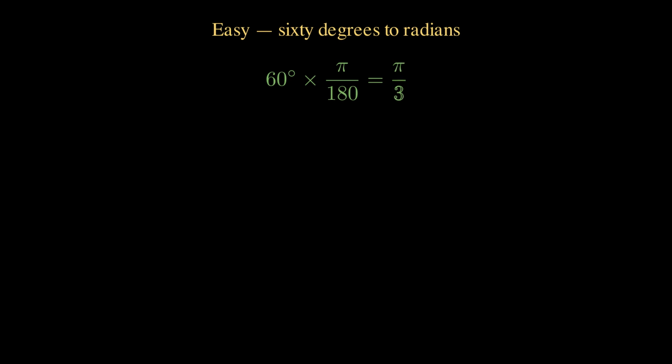Easy example. Convert 60 degrees to radians. Multiply 60 by π over 180. 60 over 180 is 1/3, so you get π over 3 radians. That matches the key table. 60 degrees is π over 3 radians.